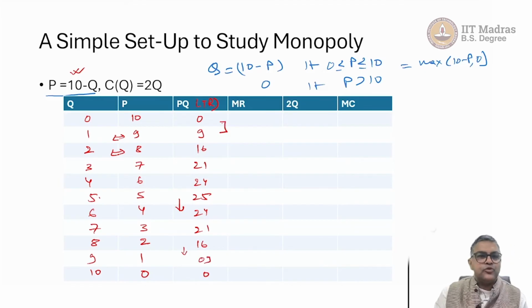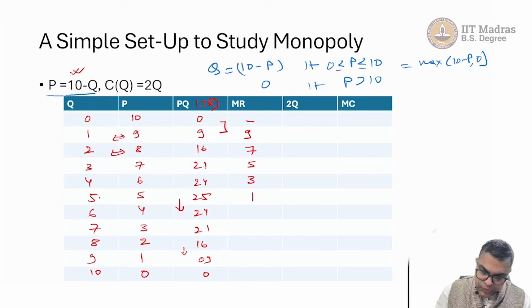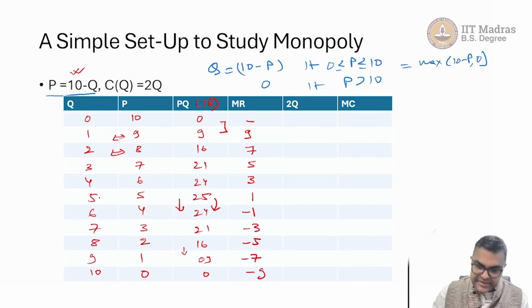Let us use our rudimentary definition, not the perfect definition: if we increase Q by 1 unit, how much is the change in total revenue? Here it is 9, here 7, here 5, here 3, here 1, and then it goes to minus 1 because from 25 it's becoming 24, then minus 3, minus 5, minus 7 and minus 9.